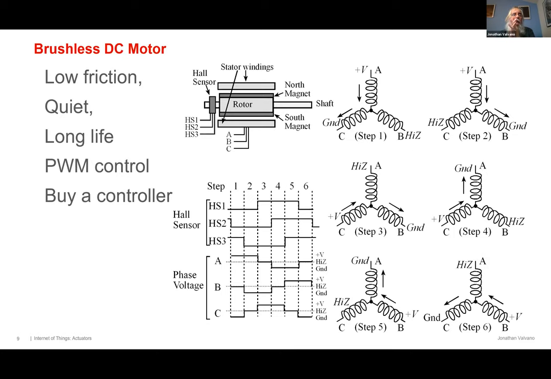Brushless DC motor fixes all the mistakes you had with the brushed motor, and that is it removes the friction. There's no brush. And so it uses a Hall effect sensor. Those are the same Hall effect sensors we did a couple of slides ago.